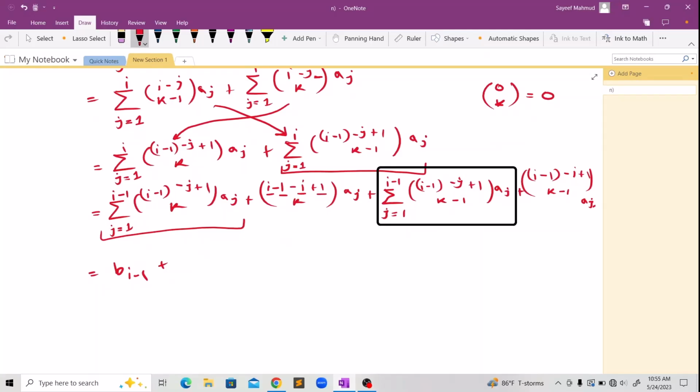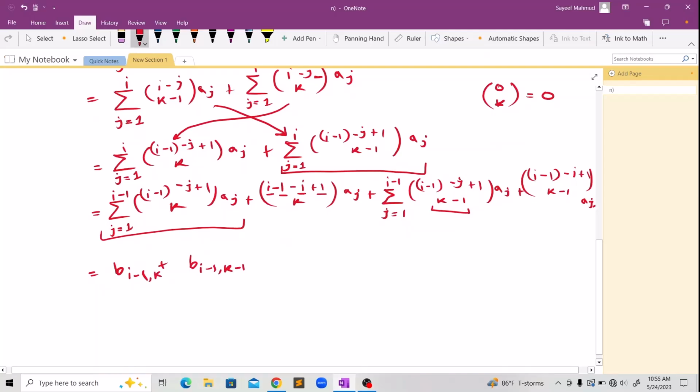So 0 times aj will be 0, so we will not write it here. And if we check this value, this is also exactly the same as B of I, but in place of k we have k minus 1 here. So we can say that this is also B of I minus 1, but calculated with k minus 1, and this was calculated with k, and what we want to figure out is B of I which is calculated with k, plus this part. So here also I and minus I cancel out, and minus 1 and plus 1 cancel out, so we get 0 choose k minus 1 times aj.